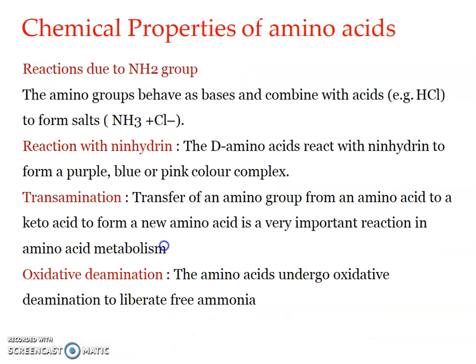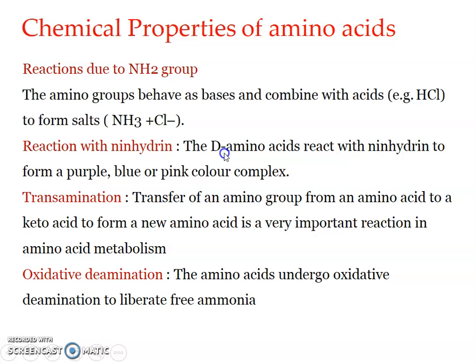Now, what are the reactions due to the presence of the amino group in amino acids? The first one: the amino group behaves as a base and combines with acids to form salts. Now, the reaction with ninhydrin. Actually, the ninhydrin reaction is used for the determination of amino acids and proteins. In a sample, the quantitative determination of amino acids is done with the help of the ninhydrin reaction. In the ninhydrin reaction, it is actually the alpha amino acid, not the D amino acid.